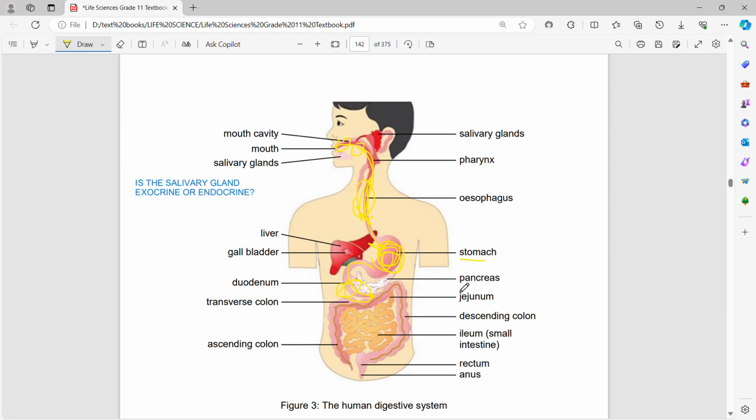So liver, stomach, pancreas, jejunum, duodenum, transverse colon, gallbladder, ascending colon, rectum, anus, ileum. This is part of the small intestine. Descending colon, esophagus, pharynx, salivary gland, then mouth cavity. These are all parts of the human digestive system.